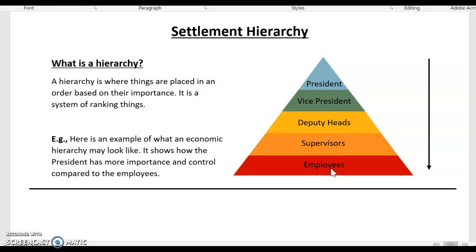What this also notes, and this is why it's in a triangle, guys, is that usually, and especially in settlement hierarchy, the lower down you are, the more of them, the higher in number, and the higher you go, the less in number it becomes. So in this case, the president is a singular person, be it male or female, then vice president, deputy heads, supervisors, employees, and as you get lower and lower, you're getting larger amounts of people involved in that area. That's for a general hierarchy. This one is an economic hierarchy in that sense, also quite political as well.